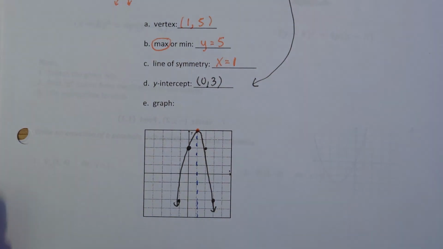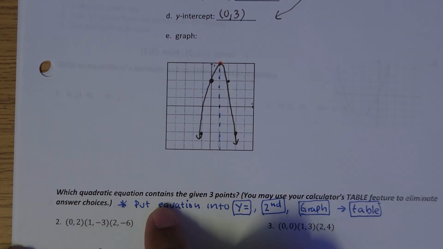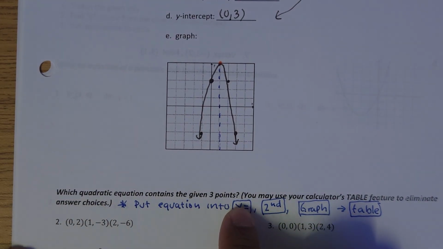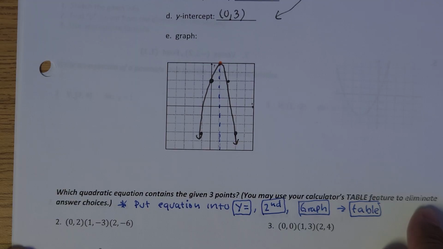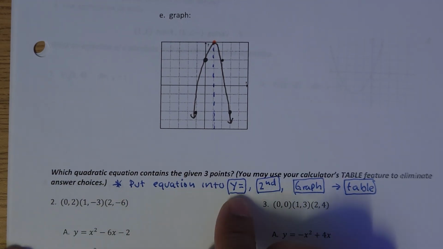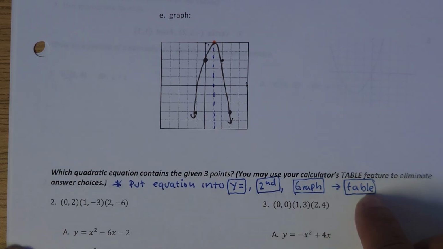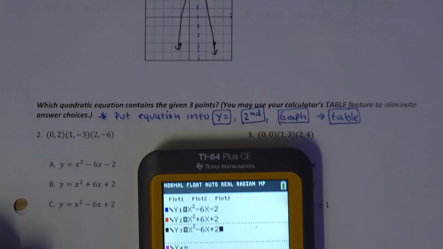All right. So for the next part, it says which quadratic equation contains the given 3 points. You may use your calculator's table feature to eliminate answer choices. So I'm going to put the equations into y equals, and then I'm going to press the second key. I'm going to look at the graph key, but I'm actually going to look at the table instead of the graph. So I'm going to get my calculator next.